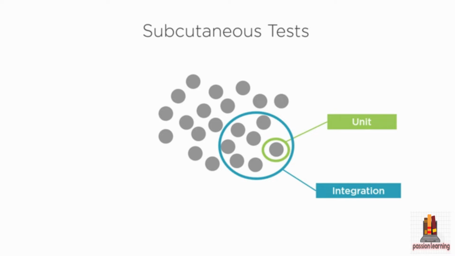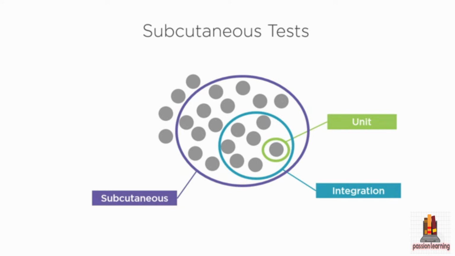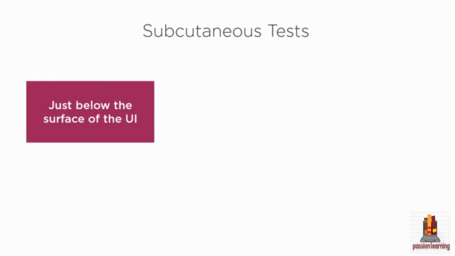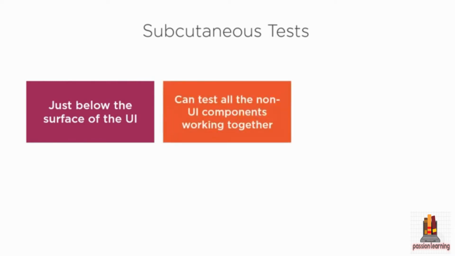So here's our diagram with our unit and integration tests marked. Let's now go and add our subcutaneous tests. So notice here that subcutaneous tests involve a larger portion of the system. The only portion of the system that they don't cover are any user interface related components. Subcutaneous tests exist at a higher level than integration tests, but they sit just below the surface of the user interface. With subcutaneous tests, we can test that all of the non-UI components are working together properly.